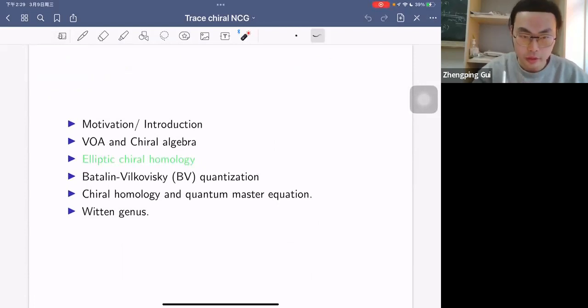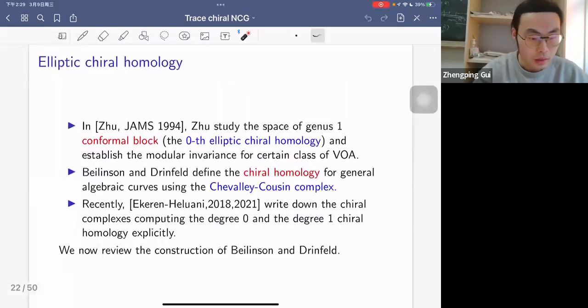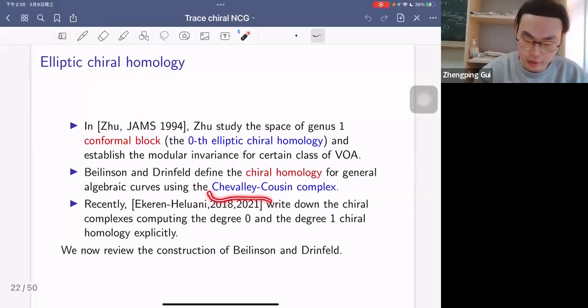And now I will reveal the construction of the chiral homology. So let me first briefly recall some history here. The chiral homology, for elliptic curves, is also known as a genus one conformal block. In this paper, Yongchang Zhu studied the genus one conformal block for vertex operator algebras satisfying some finiteness conditions, and established the modular invariance of the characters of VOAs. And Beilinson and Drinfeld defined the chiral homology for general algebraic curves, not only genus zero or genus one, for arbitrary genus, using the chiral Cousin complex.